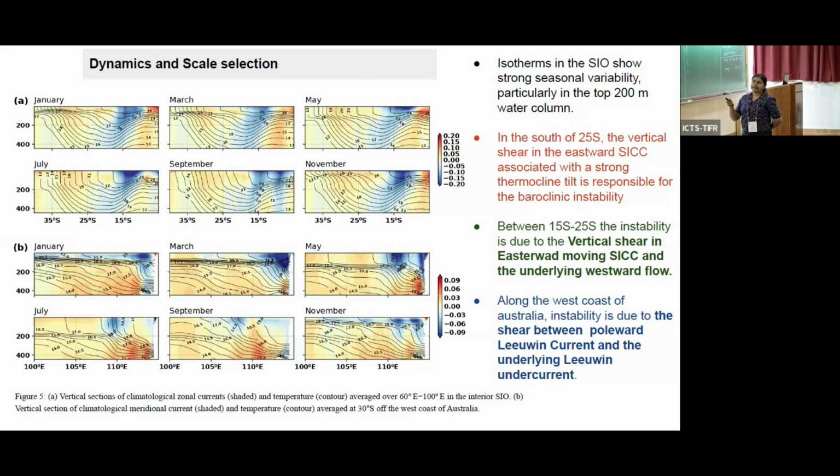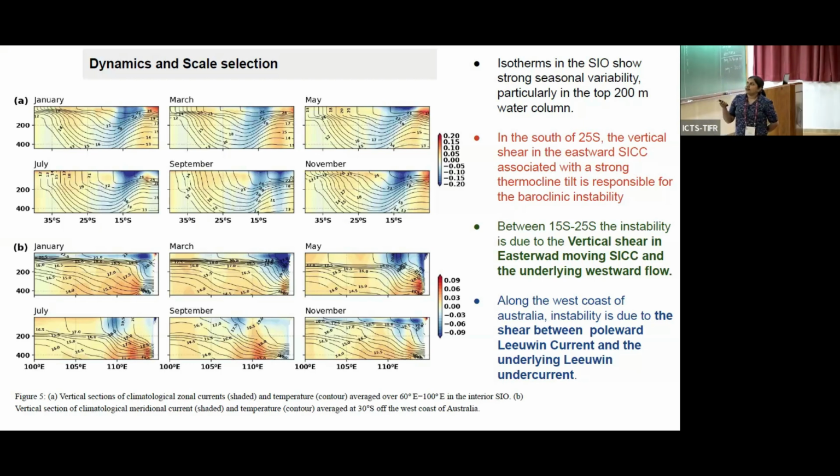that the eddy kinetic energy in this region attains its maximum value during austral summer, that is to say January. We can see that here these isotherms are very shallow and are confined to the top 50 meters of the water column. And also the outcropped isotherms tilt polewards south of 25 degrees south. And this tilt in isotherms will increase the meridional density gradient below in the water column. And based on the thermal wind relation, this will increase the vertical shear in the zonal currents.